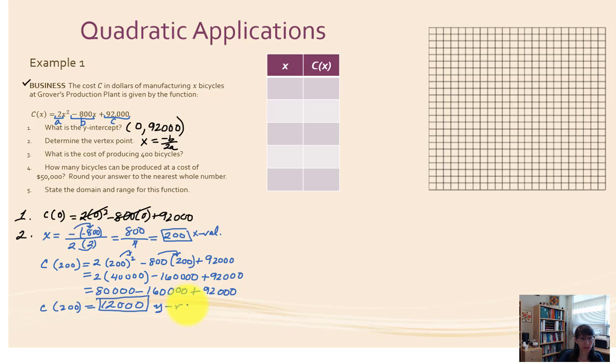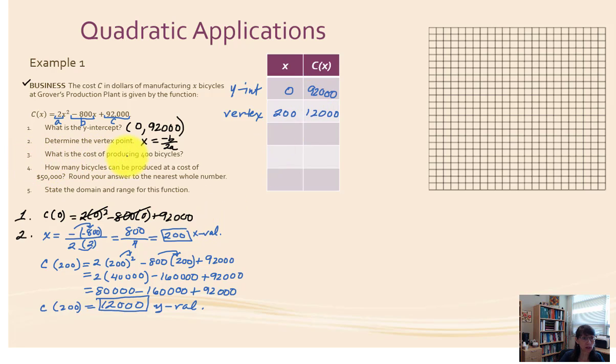So this is the y value of the vertex point. Let's place these ordered pairs in our table so we won't need to be hunting for those later. In question 1, we had x value of 0 and our output was 92,000. And we just now generated the vertex point. When the x value was 200, our output was 12,000. Okay, so I'm just going to make a note. That's our vertex. And that first ordered pair was our y-intercept.